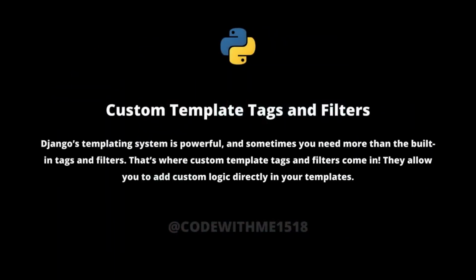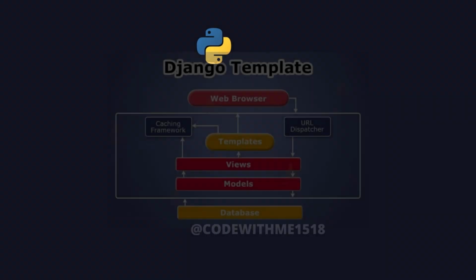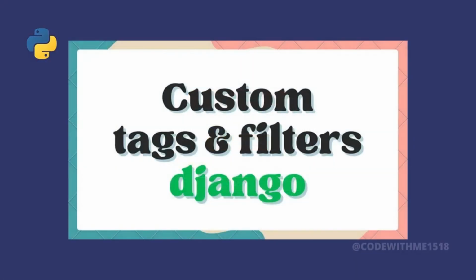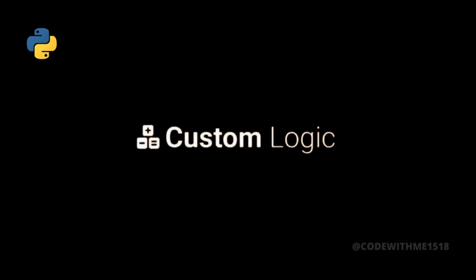Django's templating system is powerful, and sometimes you need more than the built-in tags and filters. That's where custom template tags and filters come in. They allow you to add custom logic directly in your templates.